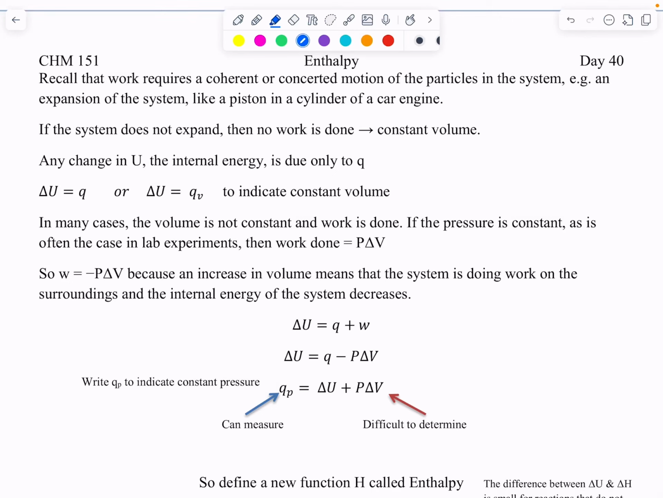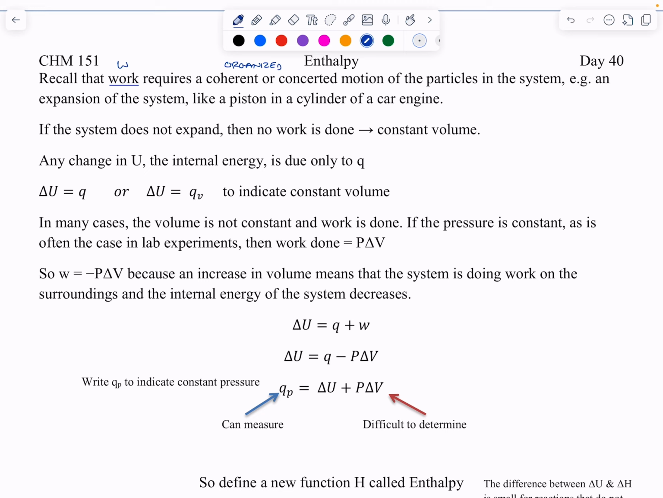We got enthalpy today. All right, so recall that work, this was W. Work requires coherent or concerted, organized motion of the particles of a system. Wind blowing is a great example. The air pushing the piston in the cylinder in one direction is a good example. So organized motion, that's very important.